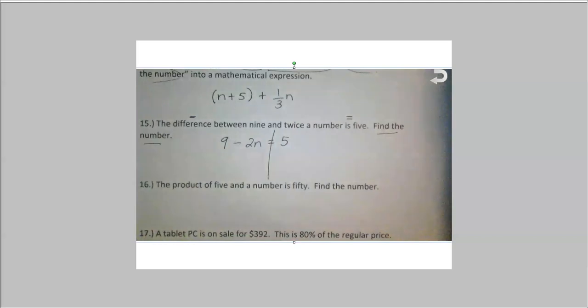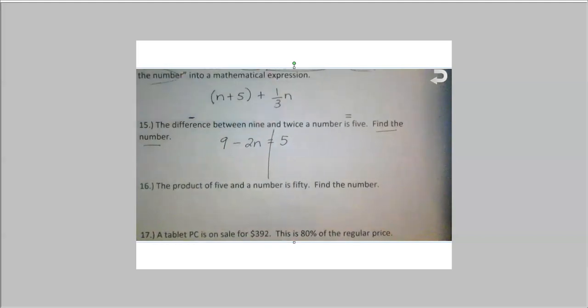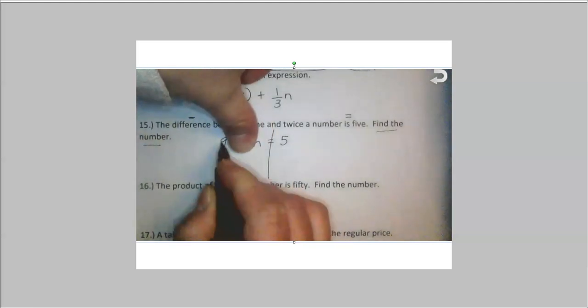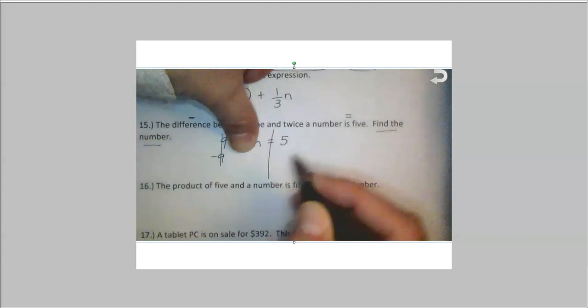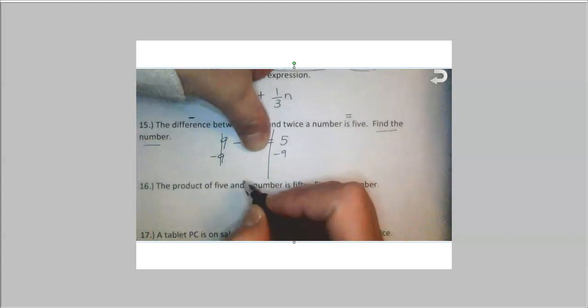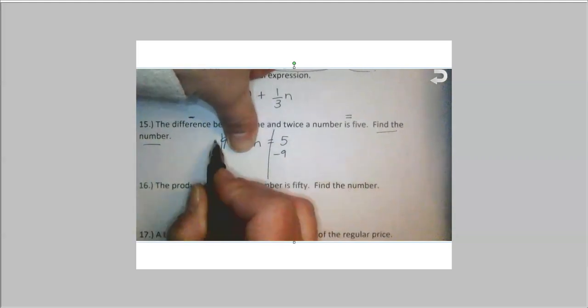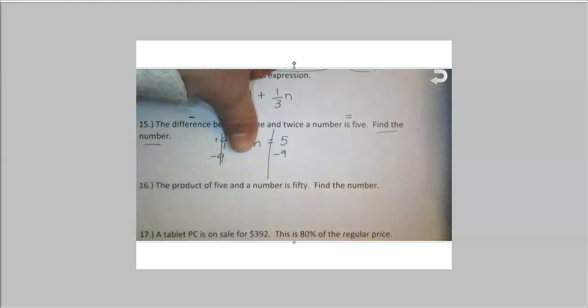All right, so be careful here. We need to save the number in front of the variable for last, but 9 is not negative, 9 is positive, so I've got to take it away. Don't ever look behind a number to decide what to do. Always look at the sign in front of it. If you don't see a sign, remember it's understood to be positive.